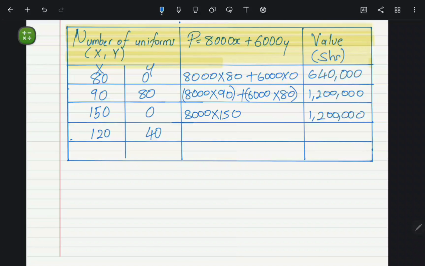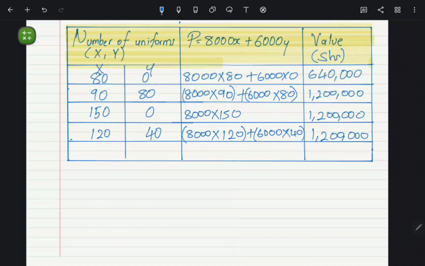1,200,000. So if we also get this one here, we shall have 8,000 times 120 plus 6,000 times 40. What we are also going to get here is 1,200,000. So when you test with all the other values, what I want you guys to do for me is this. I want you to try out this number on a graph and you pin for me in the comment section what you got, because depending on the scale that different people use, they will get a different maximum value.